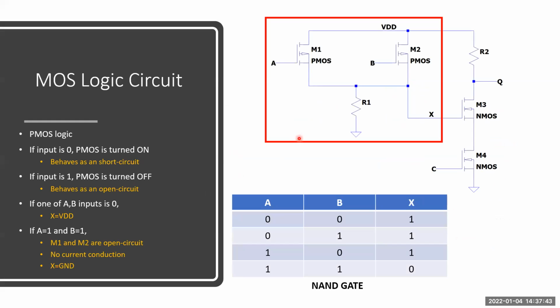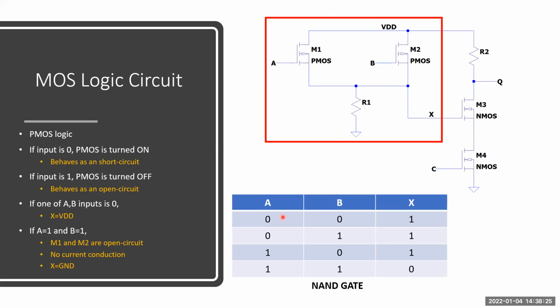In the first frame, this is the PMOS logic, because we have 2 PMOS and 1 resistor here. For PMOS transistors, if the input is 0, the PMOS is turned on and it behaves as a short circuit. If the input is logic 1, the PMOS is turned off and it behaves as an open circuit. Let's look at this case. If one of the A and B inputs is 0, it means that one of these transistors will be a short circuit and X is directly connected to VDD.